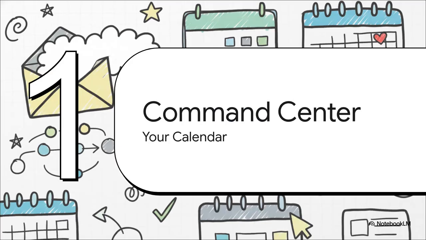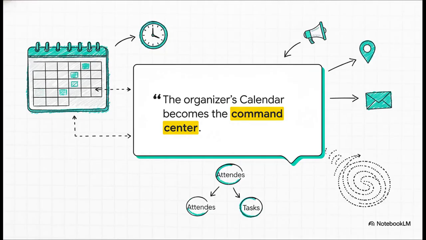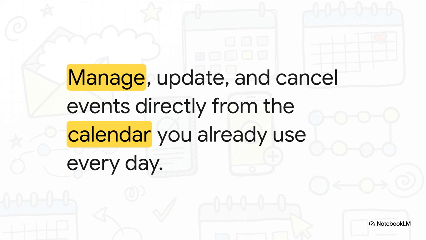So when you put all this together, the organizer's control and the attendee's super simple experience, you get something that really does transform how you work. It turns your calendar, of all things, into your event command center. This quote right here really nails it. The organizer's calendar becomes the command center. This is the big takeaway. You're not juggling a dozen different tools anymore. Your calendar, the app you're already living in all day, every day, becomes the central hub for your entire event strategy.